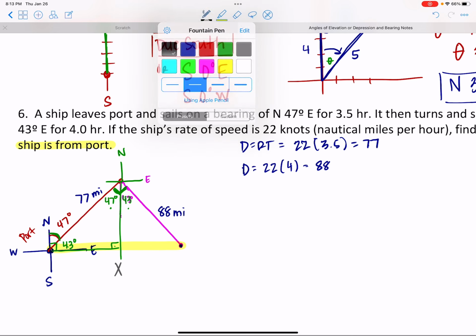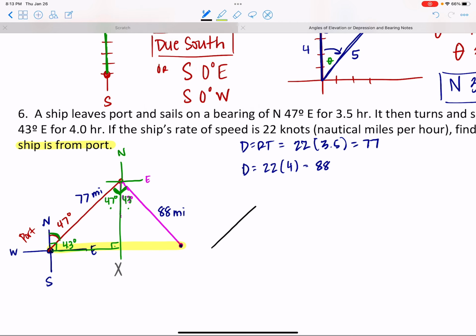Let me clean up my picture again. It's a big mess right now.